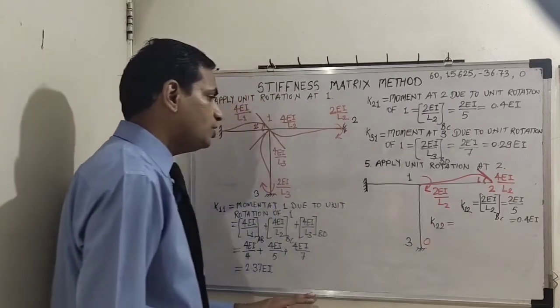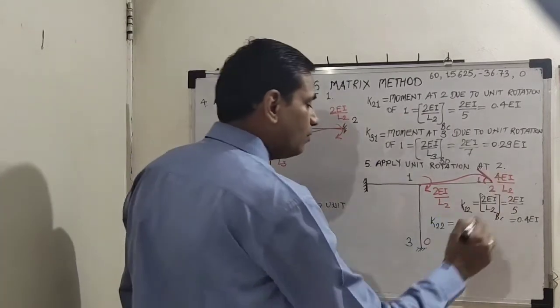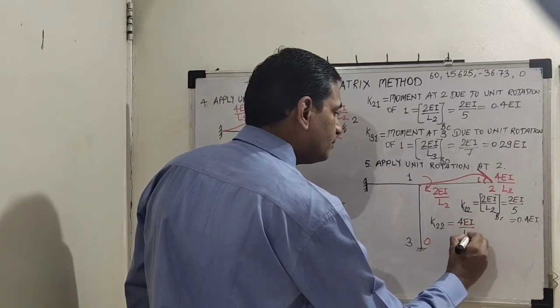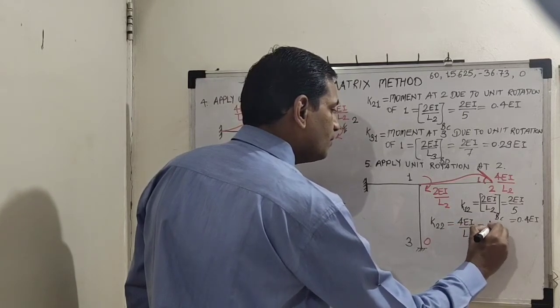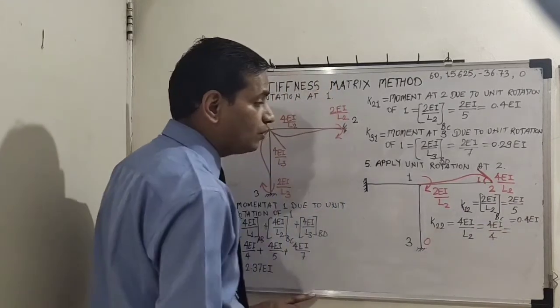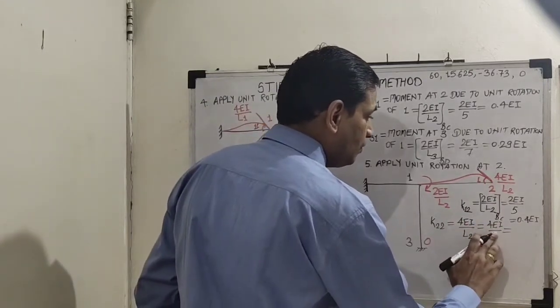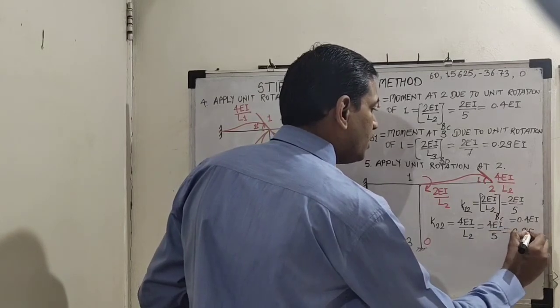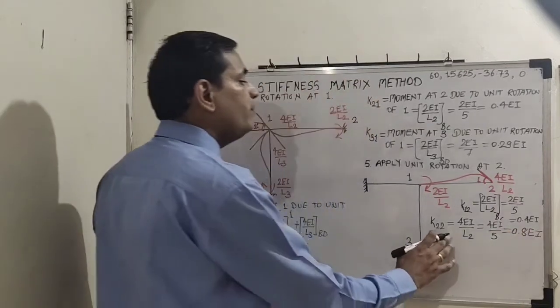Then K22, second location. What is the value? 4EI by L2. So 4EI by 5, so it is 0.8EI. This will be the unit value.